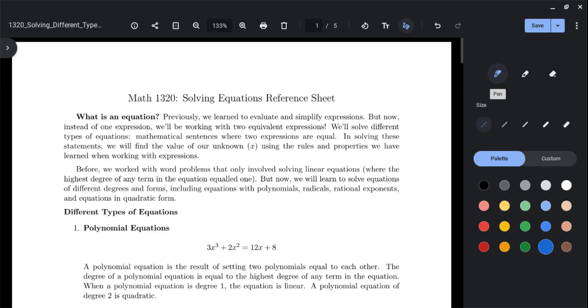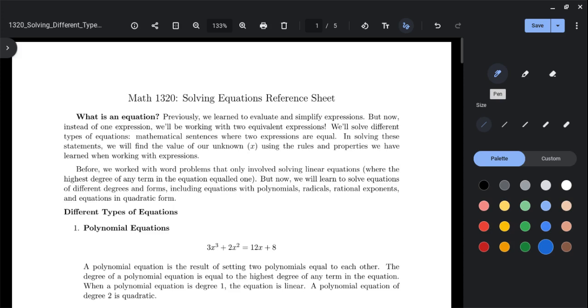And remember that an expression is a combination of operations, variables, which are unknowns, and numbers. But when we're working with an equation, it's when we have two expressions that are set equal to each other, that they're equivalent. In other words, you can say that an equation is a mathematical sentence where we have two equal expressions. And when we're solving these statements, we are looking for specifically the value of our unknown, the value of our variable, which is most likely going to be x.